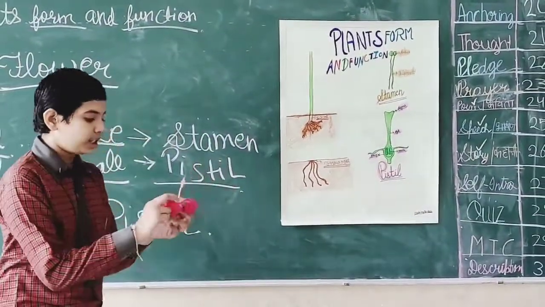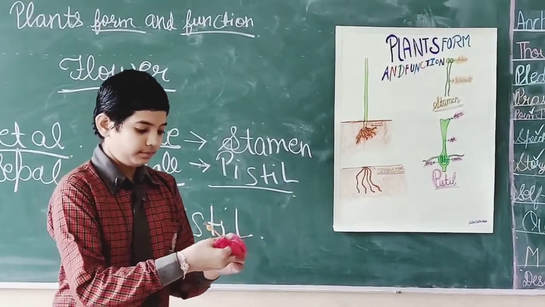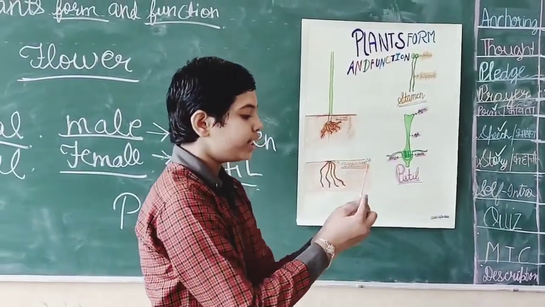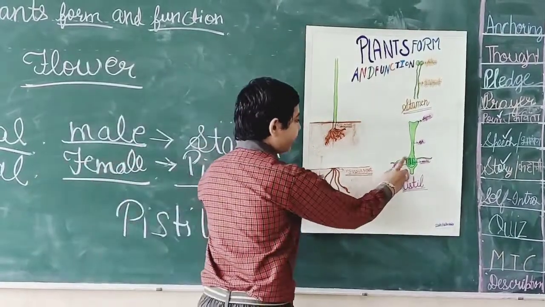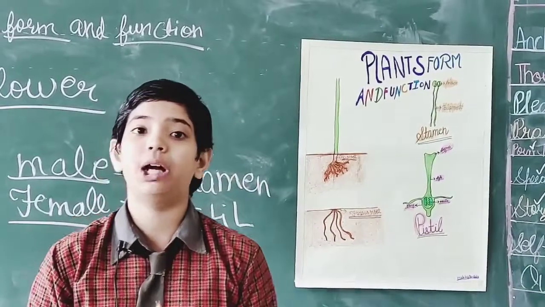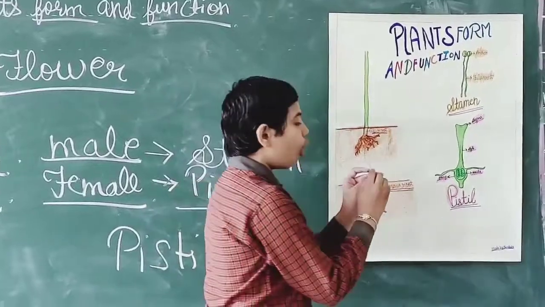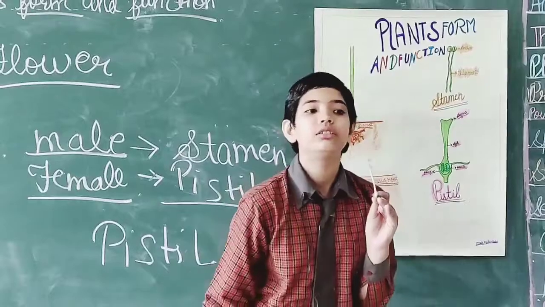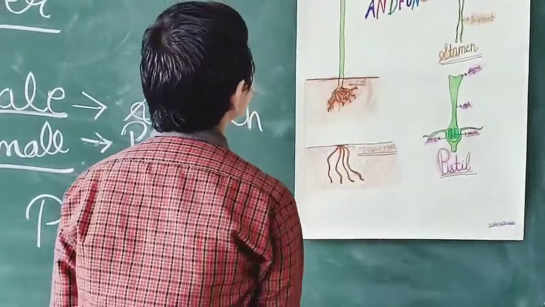As you can see in this flower, this is the ovary. In the ovary there are many ovules, which will become the seeds.